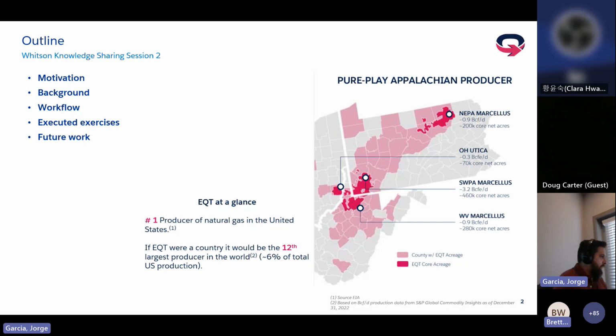I was also told by my colleagues at EQT that if someone doesn't know what EQT does, here's EQT in a nutshell. We are the number one producer of natural gas in the United States, and if we were a country, we would be the 12th largest producer in the world. Mostly we are in the Southwest Pennsylvania Marcellus shale, and we are also doing Northeast Pennsylvania Marcellus, but mostly Southwest Pennsylvania and West Virginia.